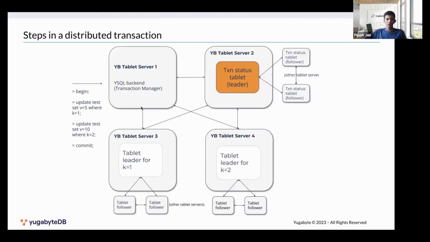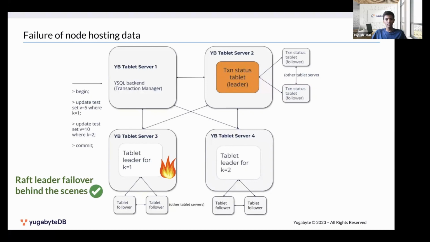So what happens during a transaction is you write to different shards of data, and then you finally commit the transaction, which involves two-phase commit, etc. I'll not go into those details. What's of more concern to us now is, given this system, what if we have a node failure on, let's say, the one hosting data? How does Yugabyte handle this?